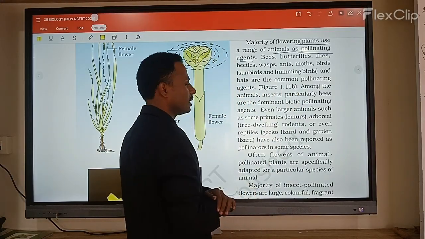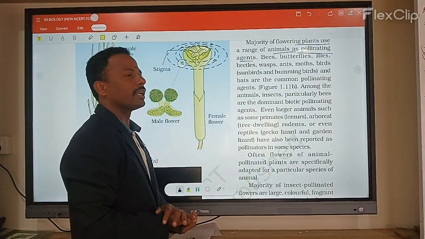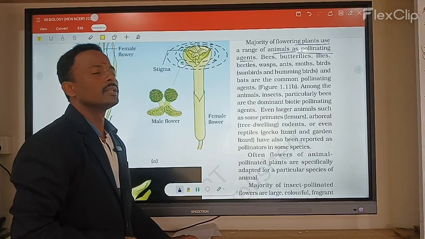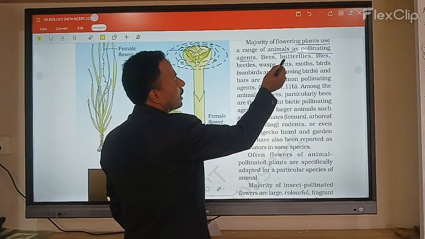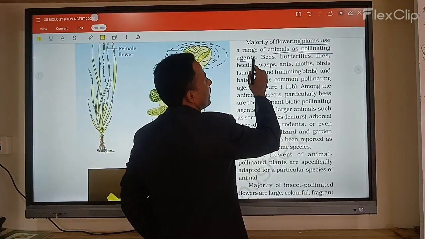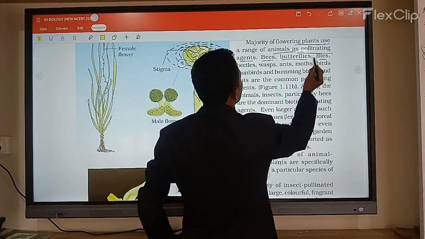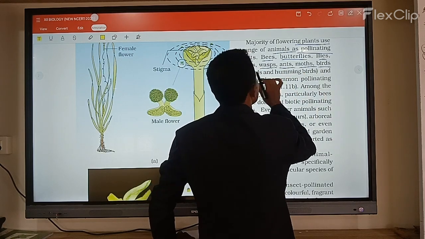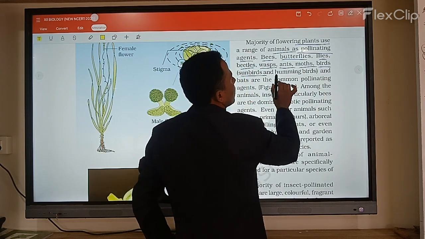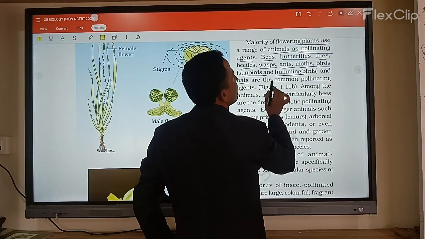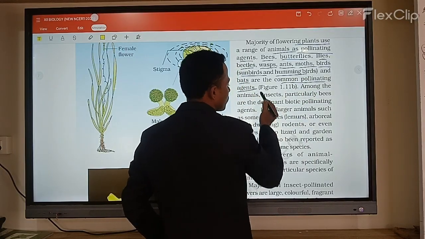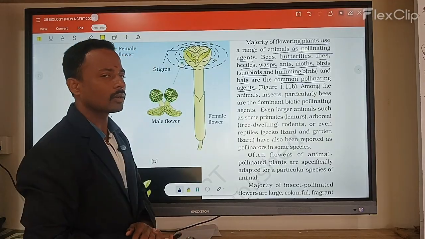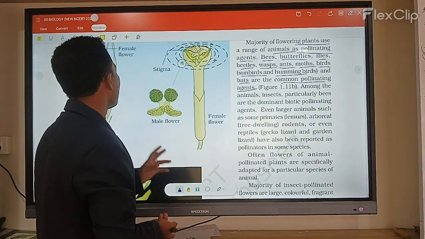So most of the plant groups use zoophily in pollination, that is, animals. The animals that act as pollinating agents are bees, butterflies, flies, wasps, ants, moths, birds, sunbirds, hummingbirds and bats. These are common pollinating agents. These are all animals, and they help in pollination.